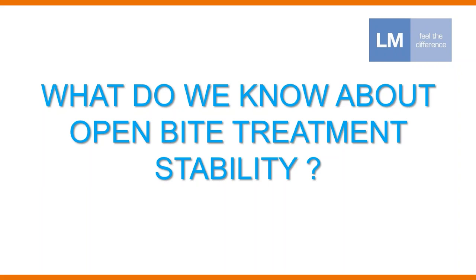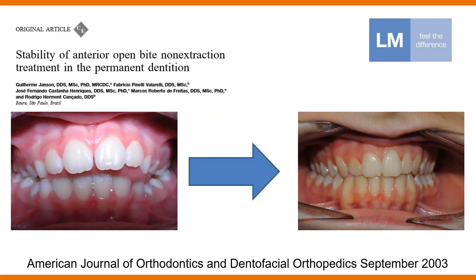But what do we know about open bite treatment stability? And this is a very important question. Why? Because in several situations, we can treat the open bite, we can reach a result, but at the end, we will have a relapse after some months or after some years. Why? Because we were treating the symptoms and we were not treating the causes of the problem.